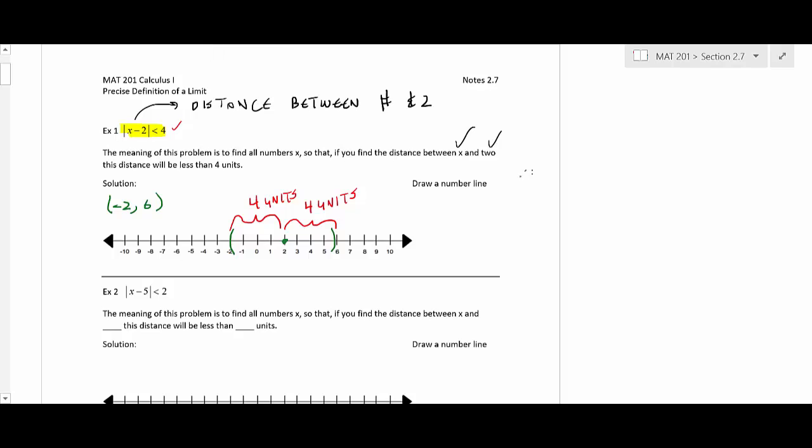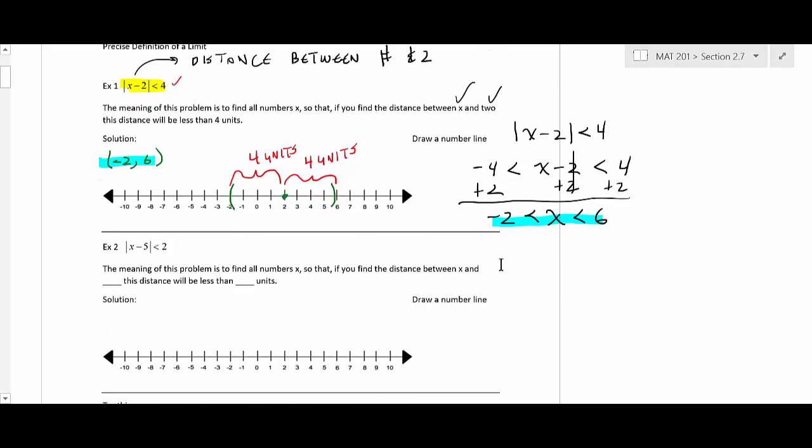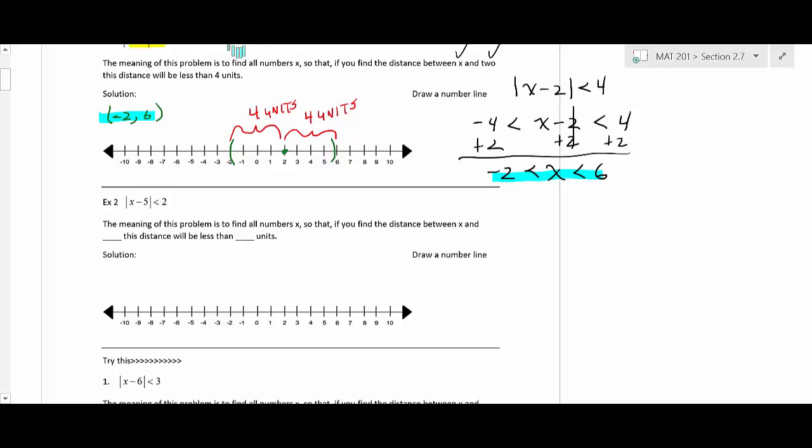The way you may have learned to solve this type of inequality in an algebra class is that this distance falls between 4 and -4, and then you add 2 to each part of the three-part inequality. So you would end up having -2 less than x less than 6. That would be the answer to the problem, in interval notation and in inequality, or set builder, notation. We're going to do several of these problems.